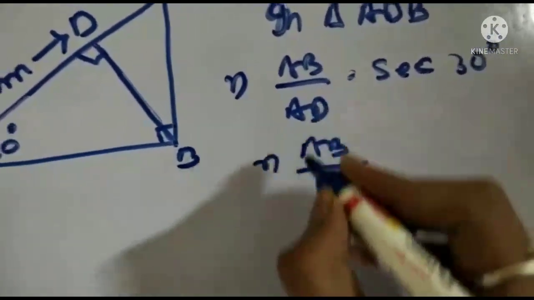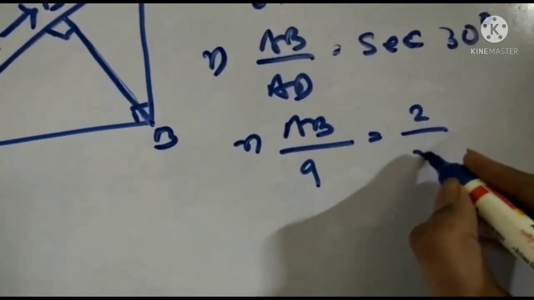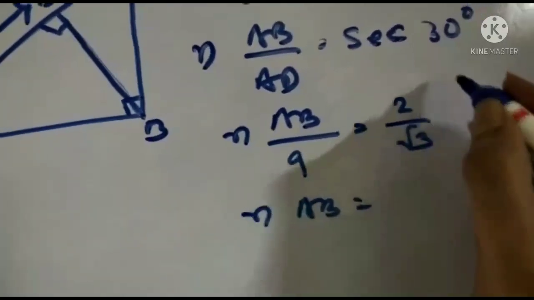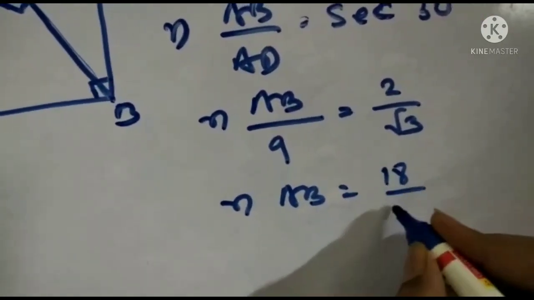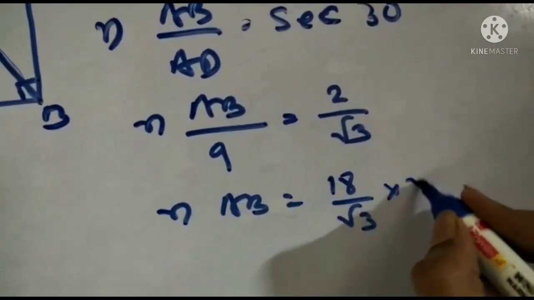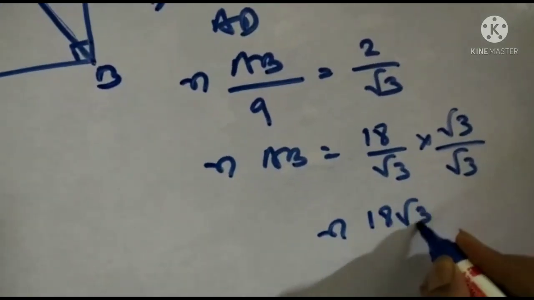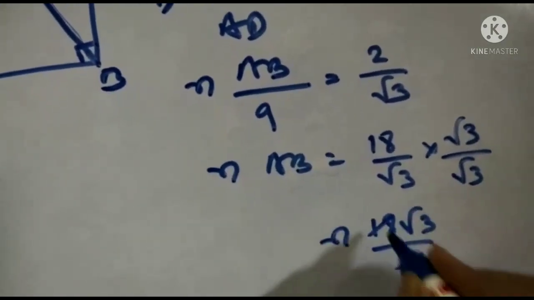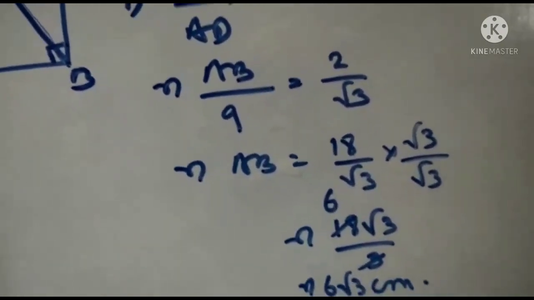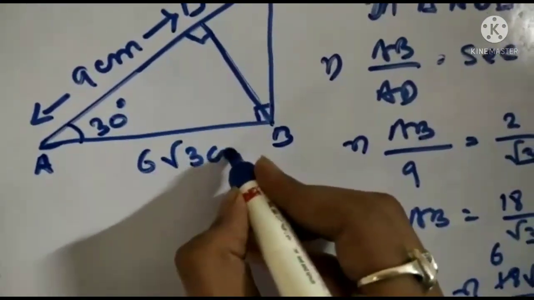So AB by AD, we know AD is 9, is equal to sec 30 degree, which means 2 by root 3. Now AB is equal to 9, cross multiplication, you will get 18 by root 3. Now if you do rationalization, you will get 18 root 3 by 3, which is 6. So here I will get 6 root 3 centimeter. Therefore we have got AB as 6 root 3 centimeter.